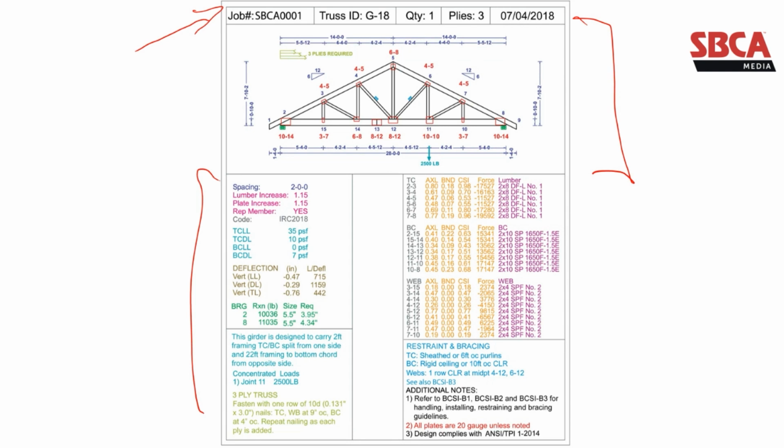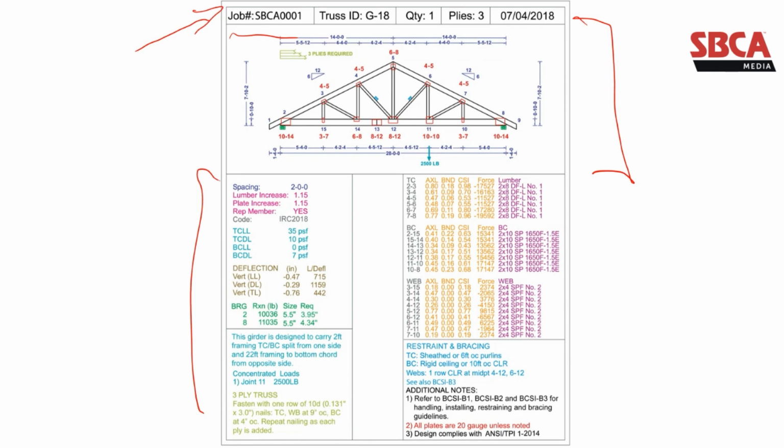So let's talk about the top header, job number SBCA 0001. That is specific to each truss manufacturing location. You could see the same job number, job name across multiple manufacturers. It really is just their internal way of talking about which specific job. It could be lot specific. It could be customer specific. It could just include a date and a -01 or something there.